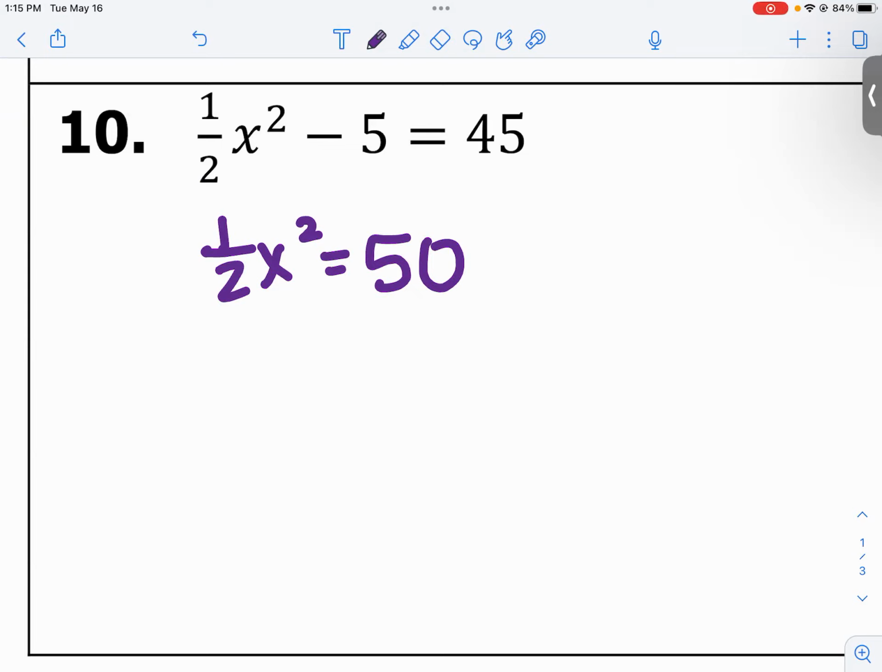Then what? How do I get rid of the 1/2? Okay, so dividing by 1/2 is the same as multiplying by 2.